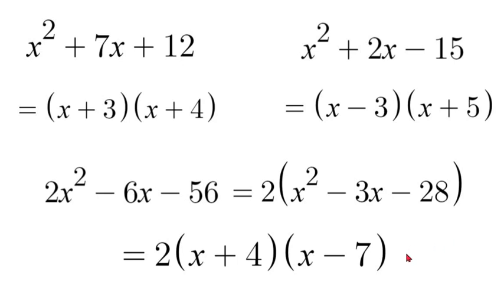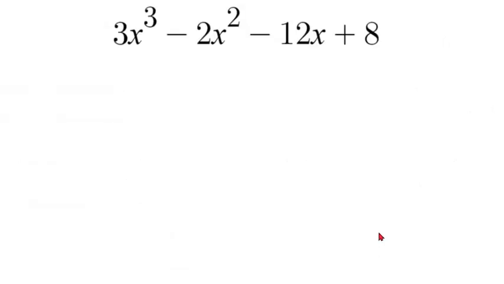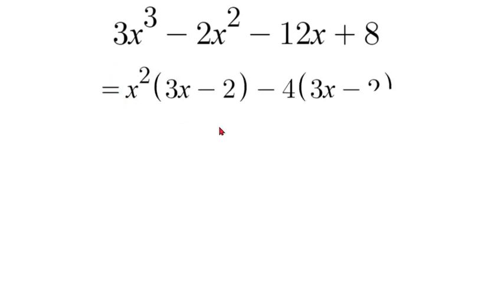So let's do one a little more difficult. So in this one, we have 3x cubed minus 2x squared minus 12x plus 8. Now with this one, we can individually start by factoring each half of this equation. So on the left one, we can factor out an x squared, and the right side we can factor out a 4. So we'd have an x squared times our 3x minus 2, and then we'll pull out a 4, minus 4 times 3x minus 2.